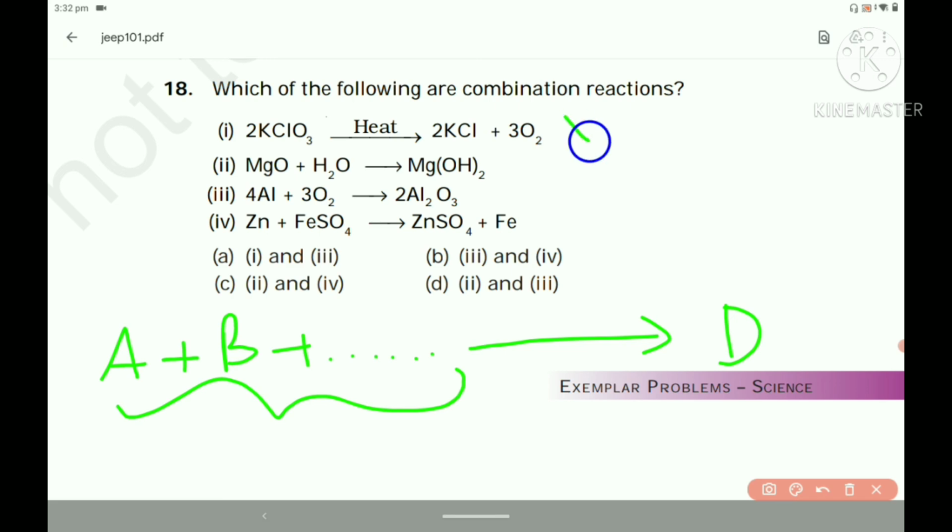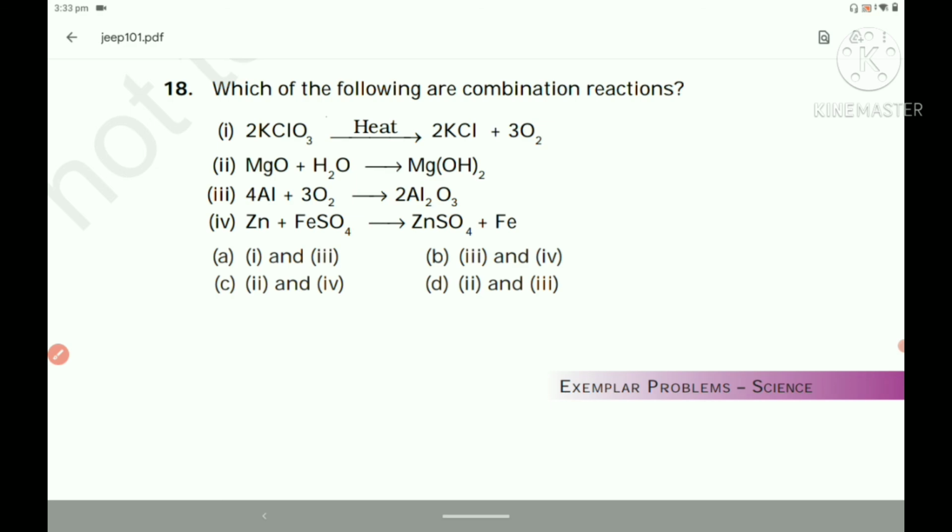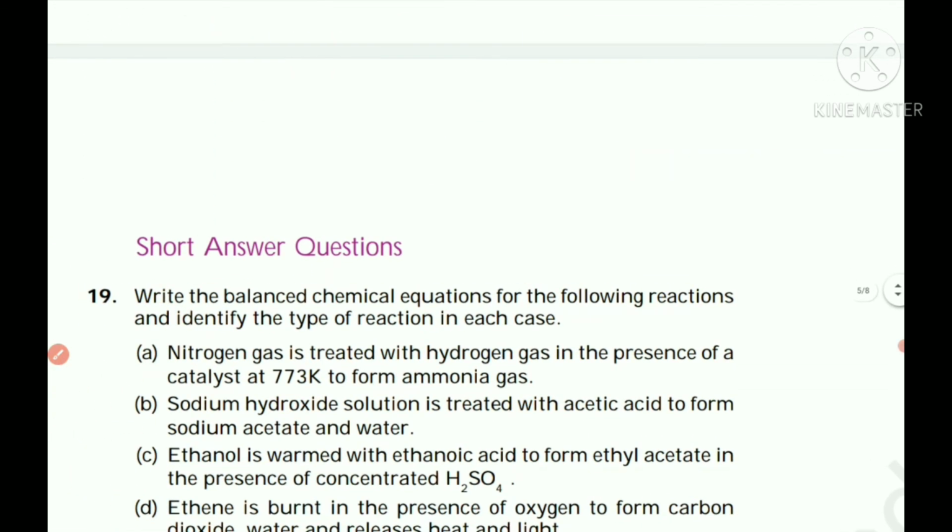The first one is a decomposition reaction, wrong. The second one is correct, because two reactants are combining to form one particular product. The third one, yes, similar to the second one. The last one, nope, it is a displacement reaction. So 2 and 3 are correct. Which option? D. Okay, we are done.